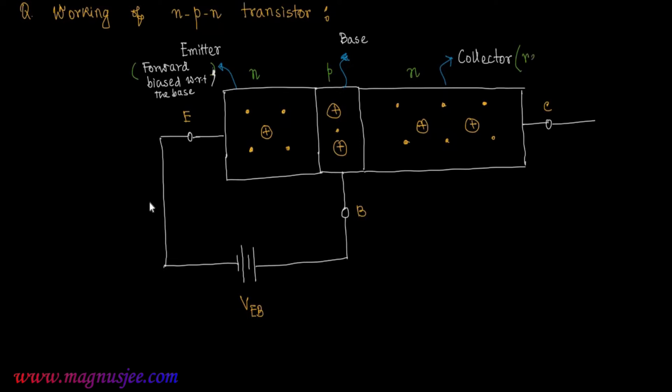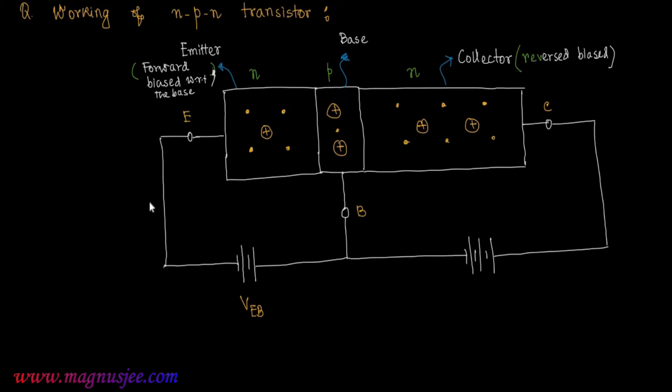And what about the collector? The collector is always reverse biased with respect to the base. That's why if we connect a battery, the N-type collector should be connected to the positive terminal of the external battery.